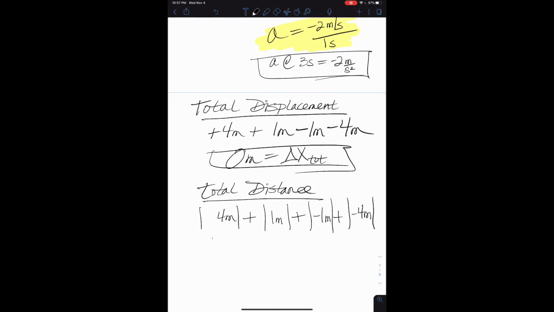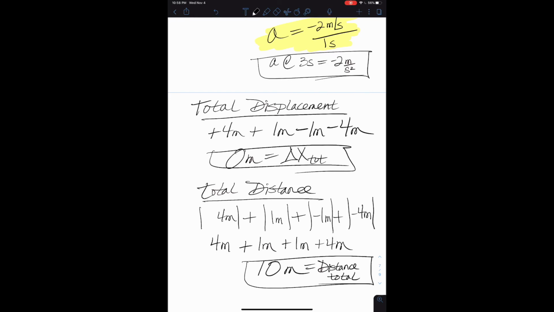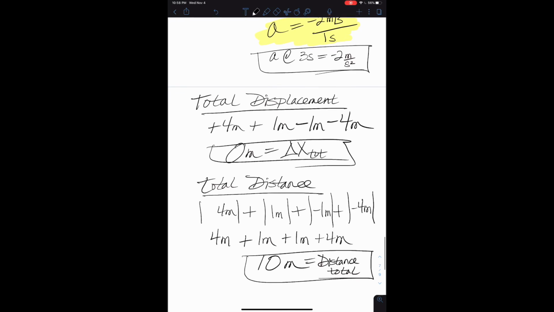All right, let's rewrite it then. Absolute value of 4 meters, just make it positive. It already is. Absolute value of 1 meter, just make it positive. Absolute value of negative 1 meters, just make it positive. Absolute value of negative 4 meters, just make it positive. Aha, so total distance here is 4 plus 1 plus 1 plus 4, which is going to be 10 meters. So now you're seeing the difference between distance and displacement and how displacement is the area. But if you do a little absolute value, you can also get distance out of it.